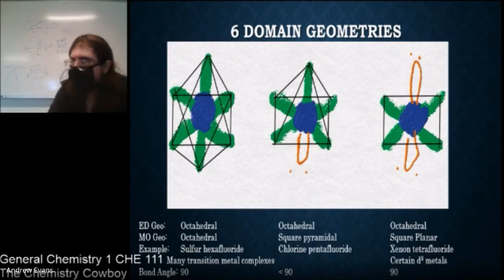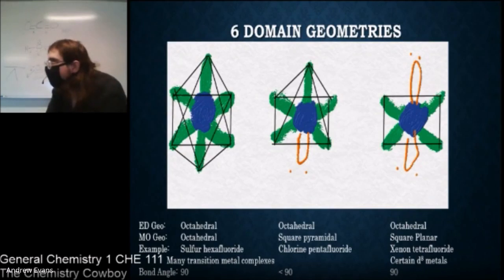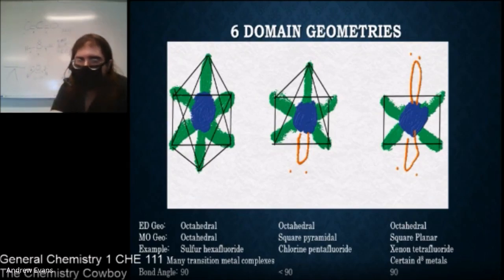Now, because we want to put the lone pairs as far away from each other as possible, when we remove the second atom, we want to remove it on the exact opposite side. So when we do that, it's just going to become a flat square, or square planar. There's a lot of transition metals that also make these. And these structures, these lone pairs like this, are in a lot of the different life chemistry that we have.